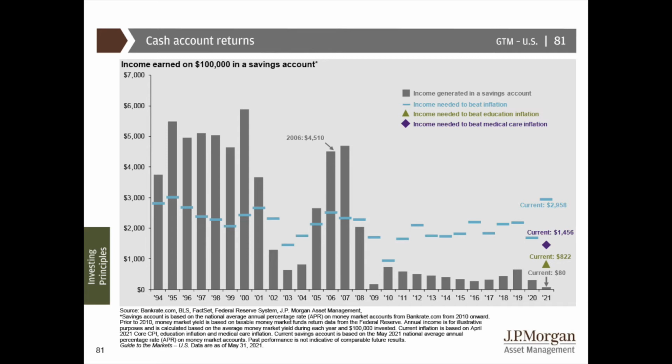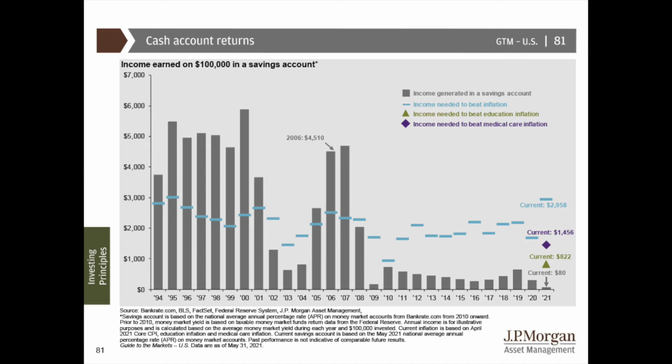So if we look back to the year 1995, a savings account in that particular year would have earned somewhere between $5,000 and $6,000. Inflation would have eaten away at about $3,000 of that. So you would have made, as a conservative investor, just in your savings account, about $2,500 above inflation in 1995. But if you fast forward to 2008, you start to see the trend where a savings account or cash account is not even keeping up with inflation.